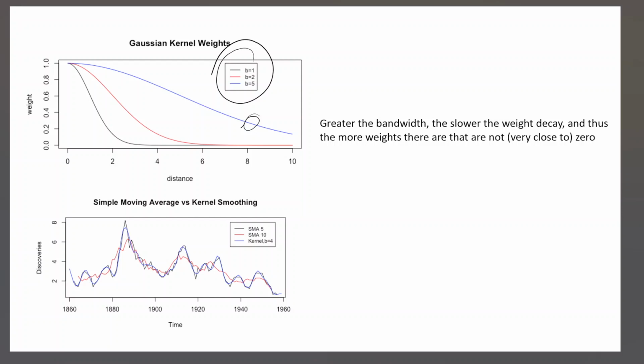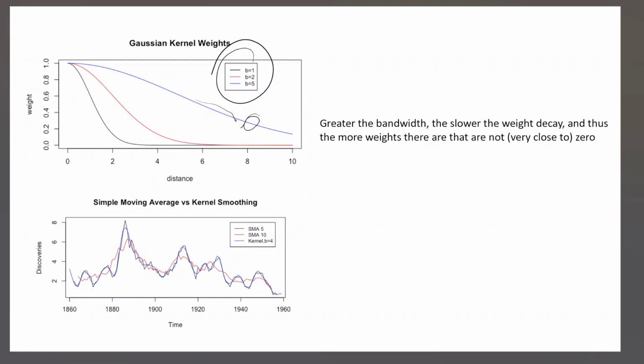So the greater the bandwidth, the slower the weighting changes. The small weights are close to zero, which means we don't give more weight to the surface.